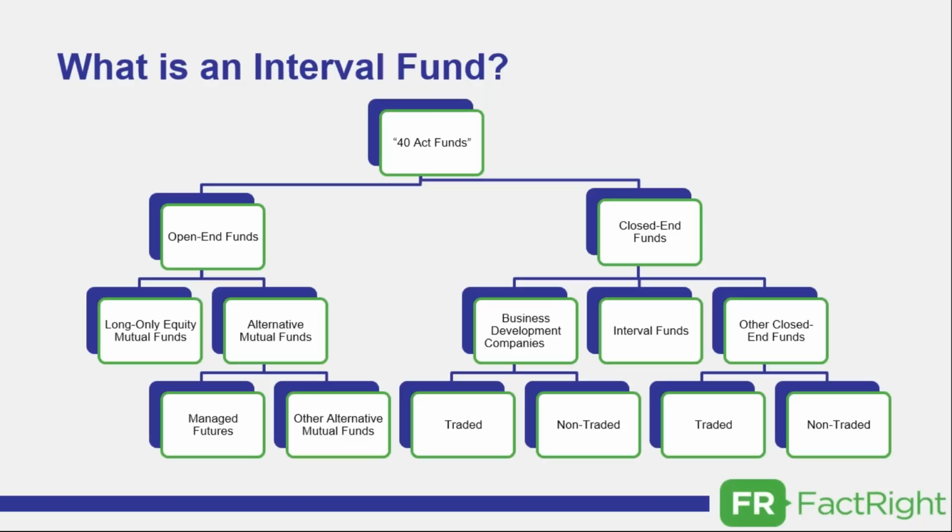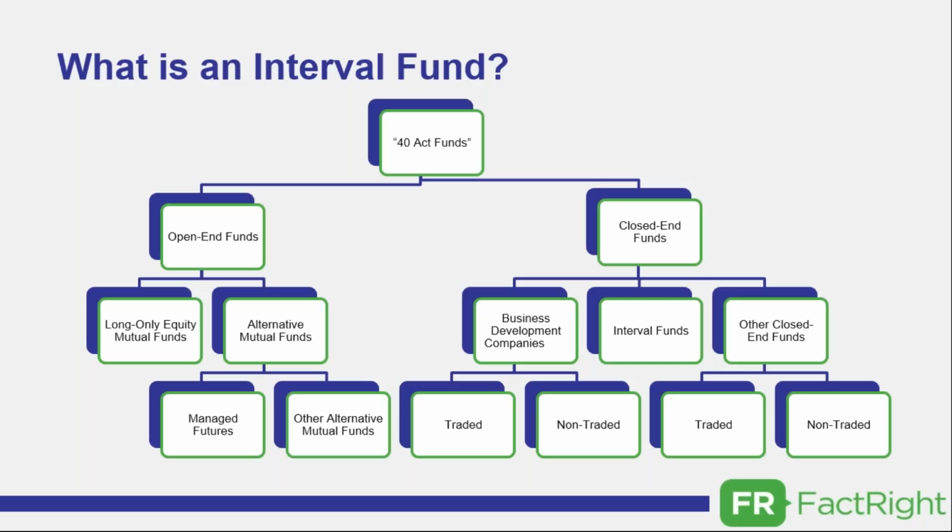So interval funds are close relatives of other fund types that are common in the independent broker-dealer space. A defining feature of all these funds is that they're regulated under the 40 Act, i.e. they're 40 Act funds. And broadly speaking, there are two main types of 40 Act funds. There's the open-end funds that can be redeemed daily at net asset value. Basically, that's mutual funds. For 40 Act funds that are not able to be redeemed daily at net asset value, those are known as closed-end funds.